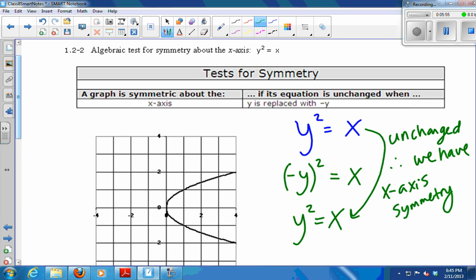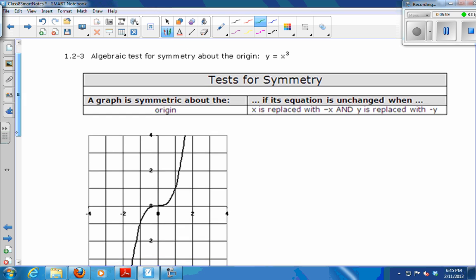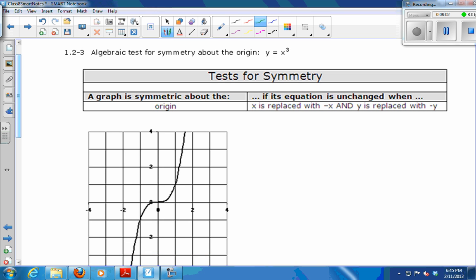And then the last one, do an example of origin symmetry. I'm going to look at the graph y equals x cubed. And to prove that it has origin symmetry, start by writing down the equation. And then I'm going to replace the x's with negative x's and the y's with negative y's. And I want to see if my equation is unchanged.